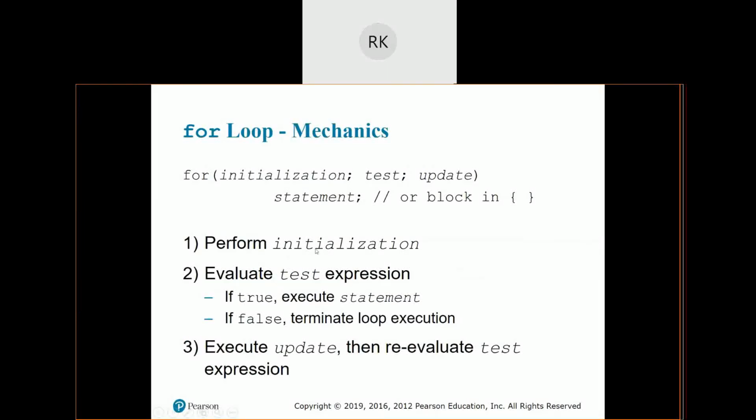So it works like this: perform initialization first, number one, and then it will check the test. If the test is true, then the statement will run. If the test is false, then the statement will not run, and after that the update will work. So the flow is: initialization first, then check the condition, then the statement, and then the update. Like 1, 2, 3, and this one is the fourth step. It works like this.